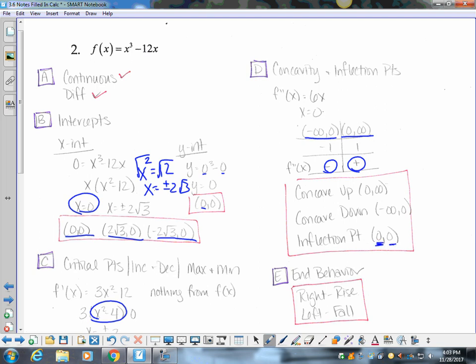I do have to find its y value, so I have to find f of 0. Plug that into the original function, I get a 0. Inflection point is where the concavity changes. End behavior, again, because it has a positive leading coefficient, it will rise to the right. And because it is an odd degree, it will do the opposite to the left.